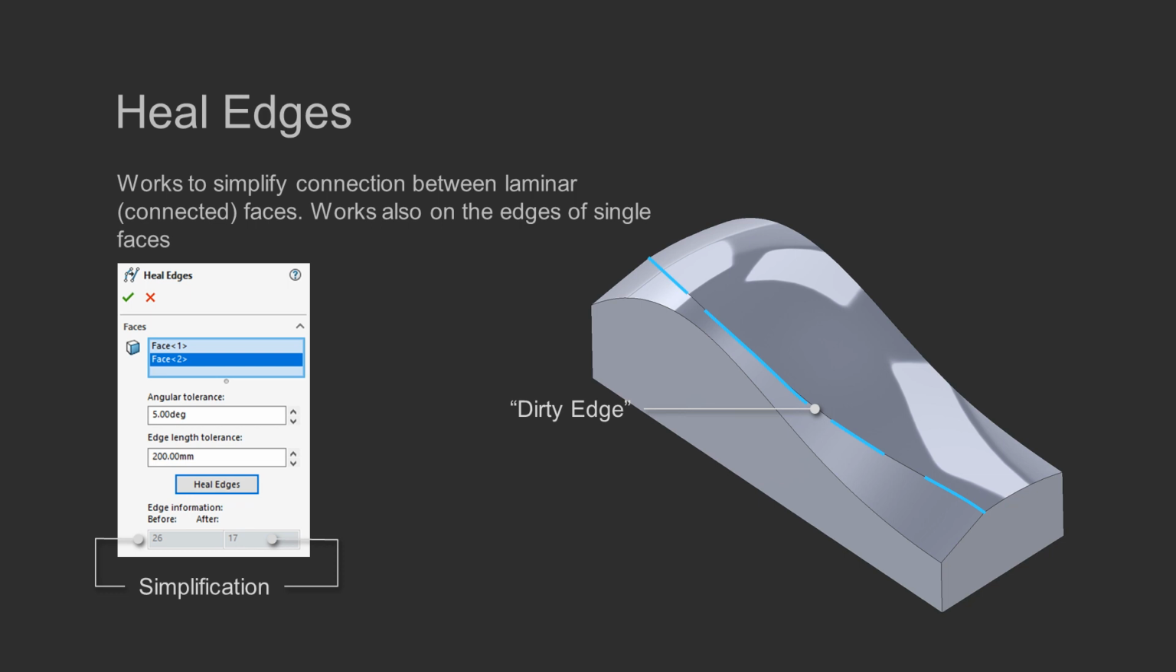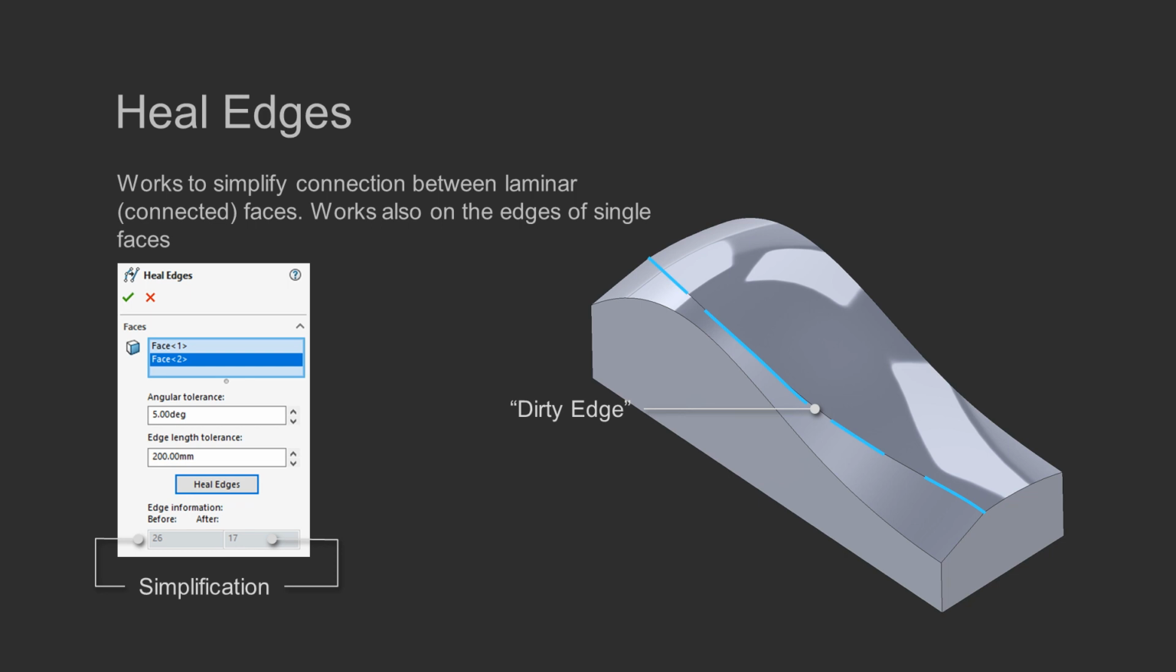So the third tool, Heal Edges, is a useful tool. In the example here, there's a cut on this algorithmic face that results in what I call a dirty edge. And you've maybe seen this in some of your models where you have unexpected vertices along an edge and you're not sure why. Well, I can show you why when we get to the model that occurs.